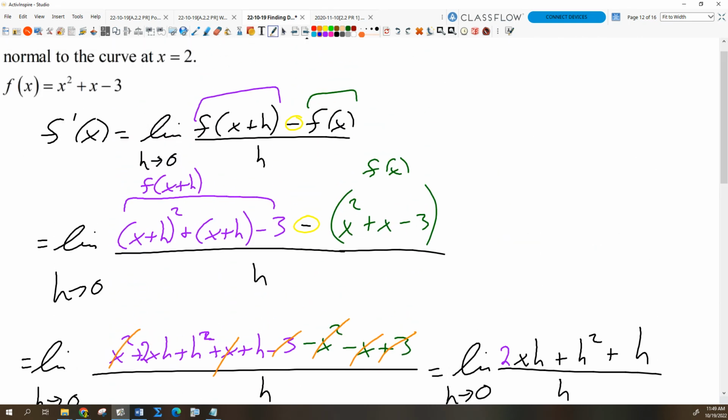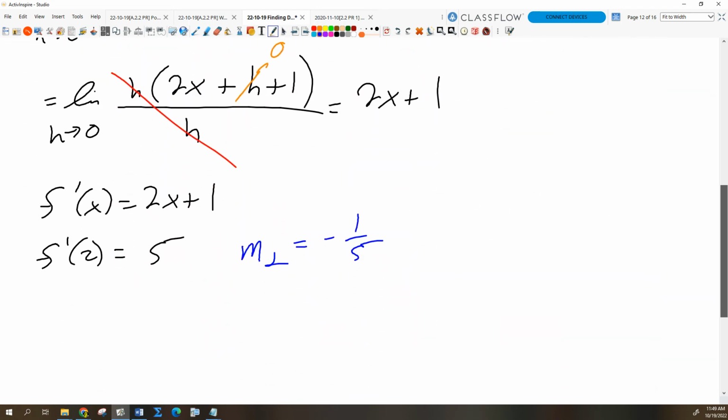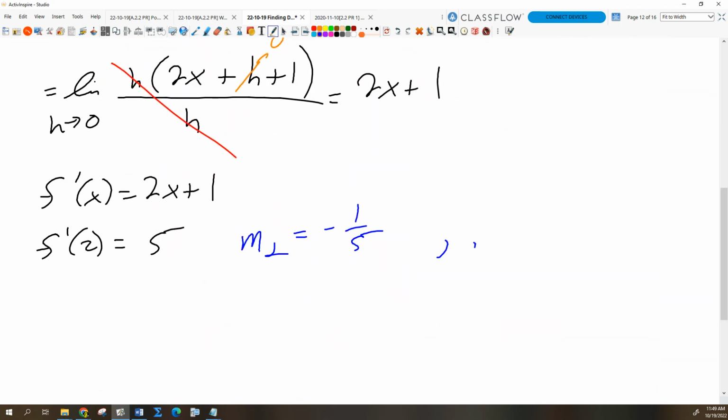If x is 2, I need an ordered pair. Well, what's the y value going to be when x is 2? Yeah, it's going to be 3, isn't it? I'm going to plug 2 in. F of 2 is going to give me 4 plus 2 minus 3, so I get 3. So now I've got a point, I've got a slope, I'm done, essentially.